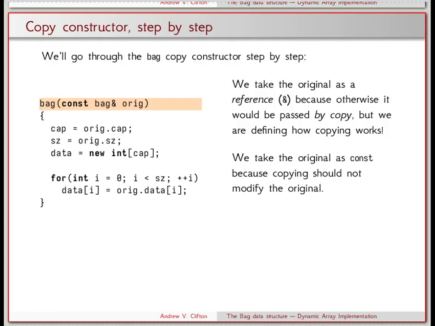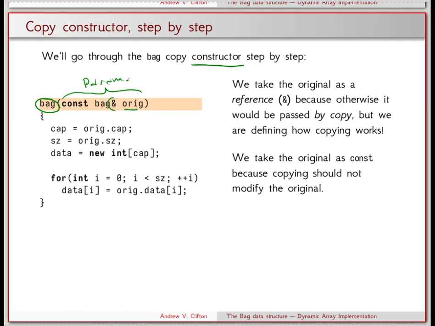So this is what our bag constructor is going to look like, but we'll go through it line by line to dig into why it looks the way it does. So this is a constructor, and constructors always have the same name as the class itself. So the name of this is bag, and then its parameter list is just one thing. So this represents the thing that we are making a copy of.